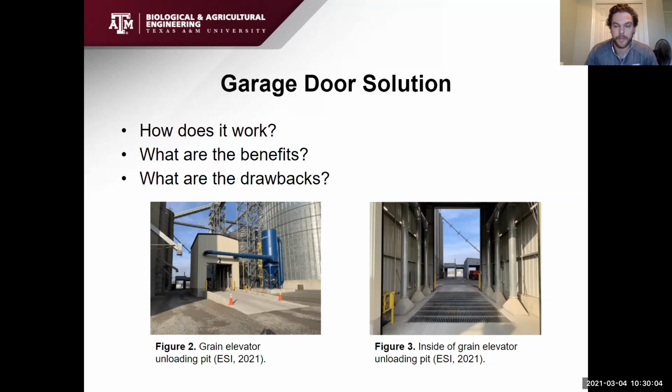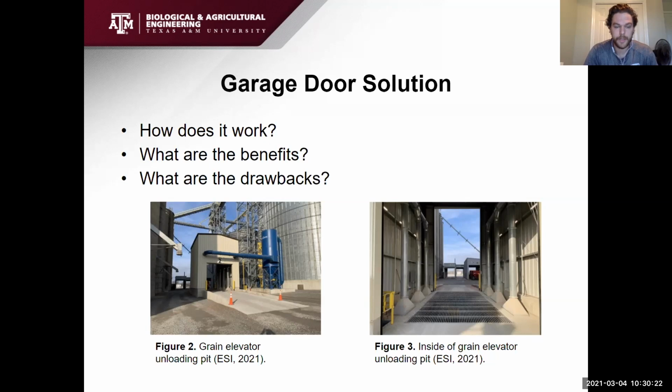After the grain is unloaded, the garage doors will remain closed until the fans that United Ag already has in place, so there's going to be fans inside that enclosure, suck up all the dust and transport it to a cyclone that's also already on site at United Ag. So all that dust can be filtered further.